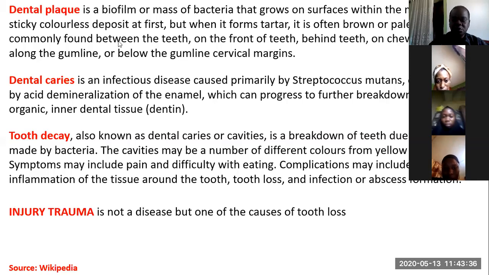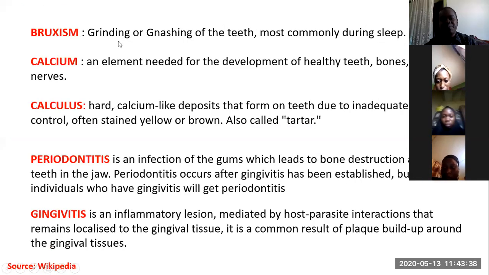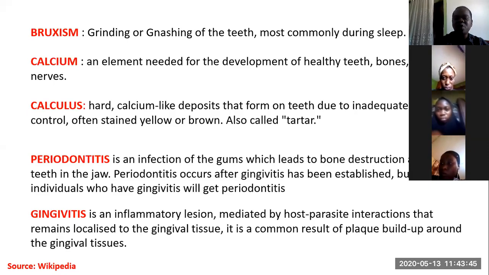Here we go to more problems that can occur in the mouth. There's what is called bruxism. Bruxism is when an individual continuously grinds his teeth. They can grind from the top layer to the dentin, and it causes a lot of pain for the patient if it gets to that level.